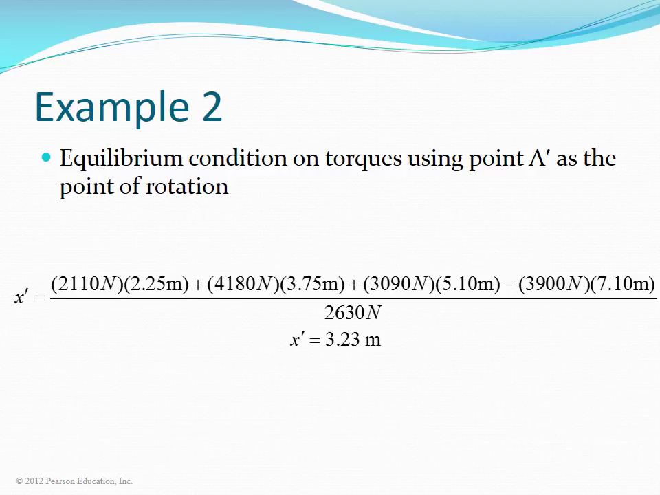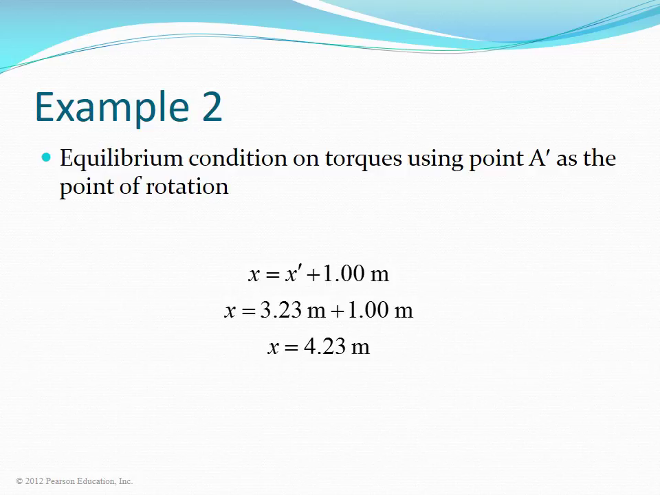Finding x prime gives us a distance of positive 3.23 meters. I guessed correctly. This is the distance from A prime, but I want the distance from A. I notice that A is 1 meter to the left of A prime, so I need to add 1 meter to the distance from A prime to get the distance from A, which gives 4.23 meters. F6, therefore, is a 2,630 Newton force, 4.23 meters from the left end and pointing up. This assures the plank does not fall or rotate.